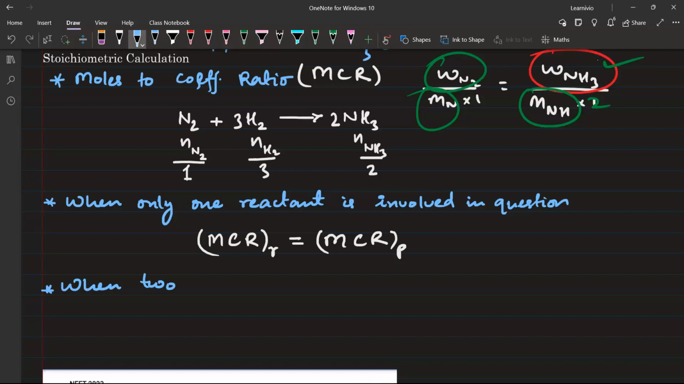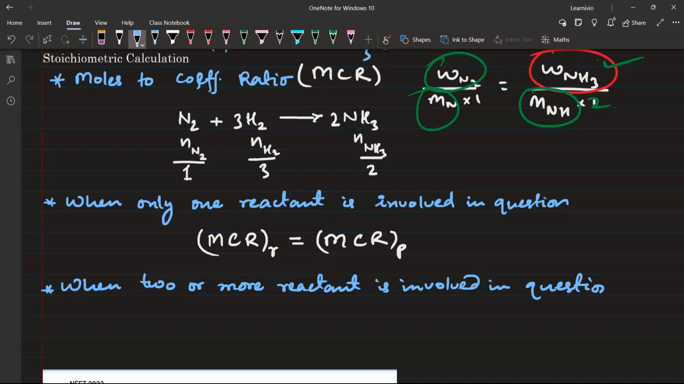Now the other type of question that you will be getting is when 2 or more reactants are involved in the question. So they are saying that you have this much amount of N2 and this much amount of H2. What is the amount of NH3 formed? Now in this case, limiting reagent comes into play. So first of all, you have to determine what is the limiting reagent. In order to determine that, you have to calculate the MCR of each reactant.